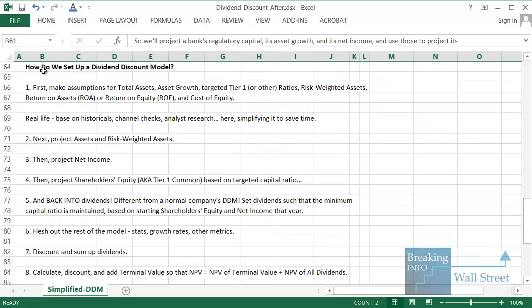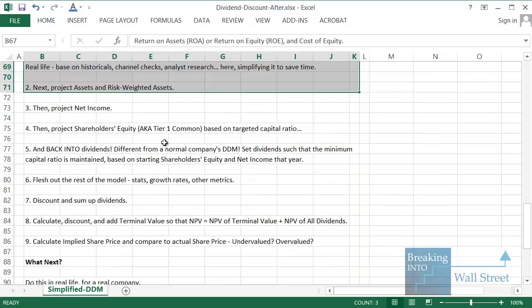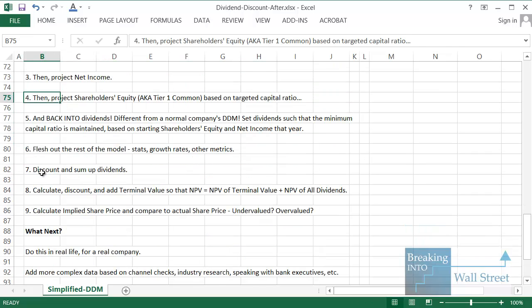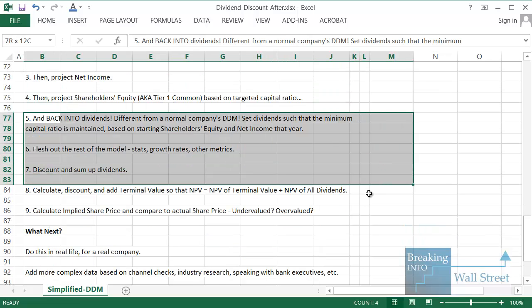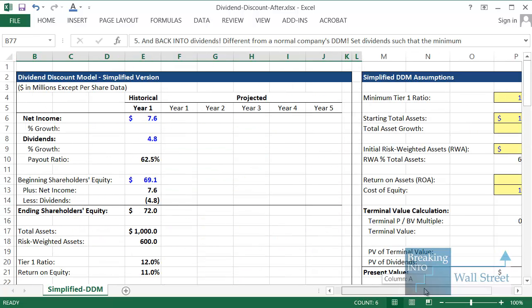And you can see the outline I have for the different steps we're going to go through in the process. We're going to start by making the assumptions, then project assets and risk-weighted assets, then net income, then shareholders' equity, back into our dividends, flesh out the rest of the model, and then discount and sum up everything at the end. So let's go over and take a quick look at our assumptions first.